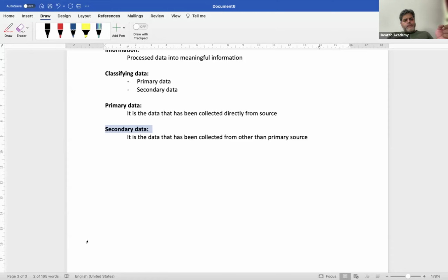Then, as far as secondary data is concerned, this is the data which you don't collect from the primary source, but rather you rely on information given to you from other sources. For example, we don't have a weather station at our home, right? We don't have a weather device installed on our roofs. We get this information from the news or from the weather stations, right? That is something we don't have, but we have to rely on the information of somebody else.